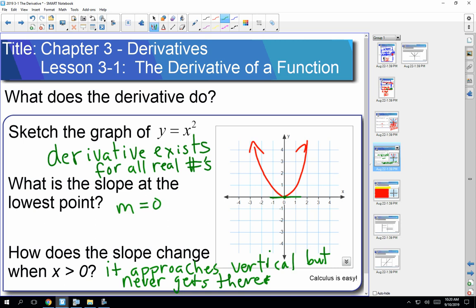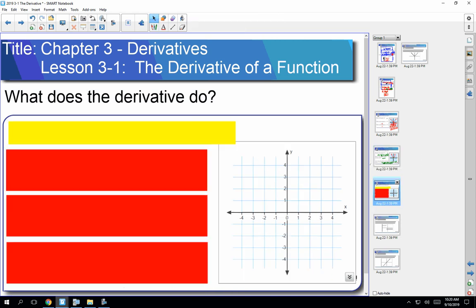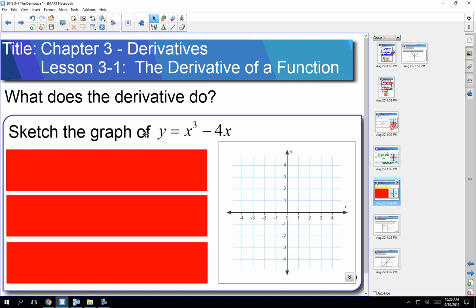All right. What else here? We got sketch graph of y equals x cubed minus 4x. We're going to talk about the derivative of this guy too. So this is x cubed minus 4x. What does that look like? Do you think you could find the zeros of this? I'd like to be a little more specific just for practice, without your graphing calculator.